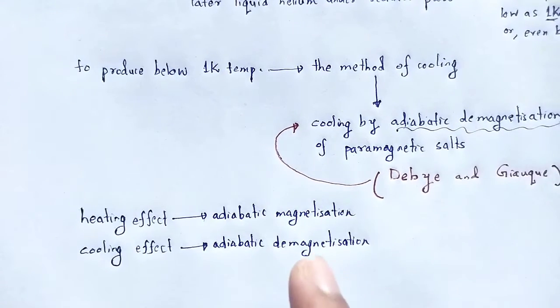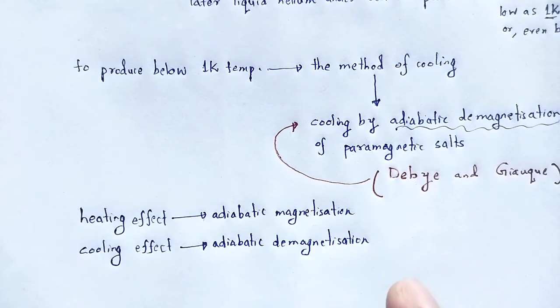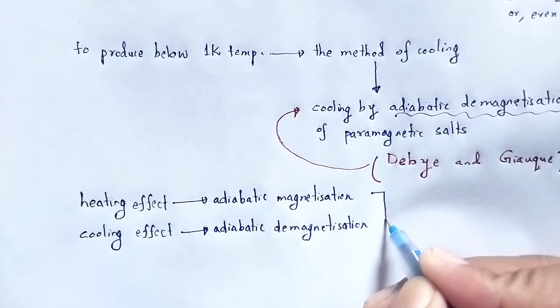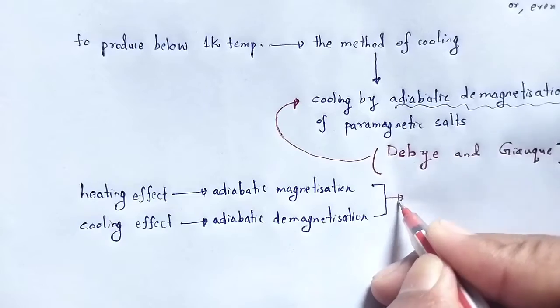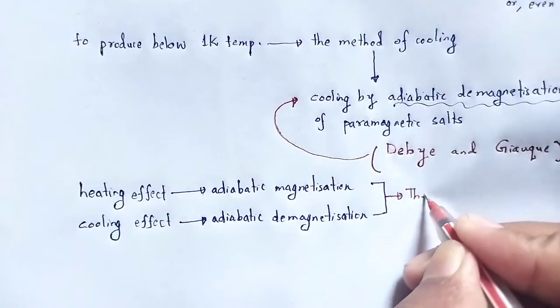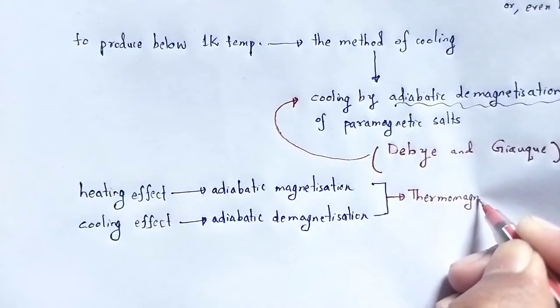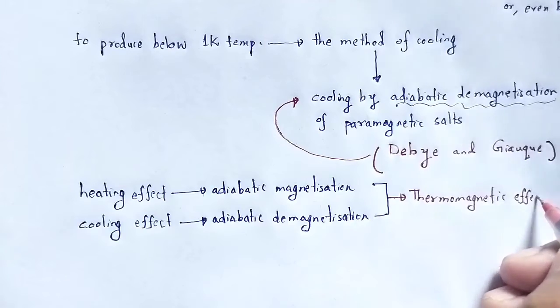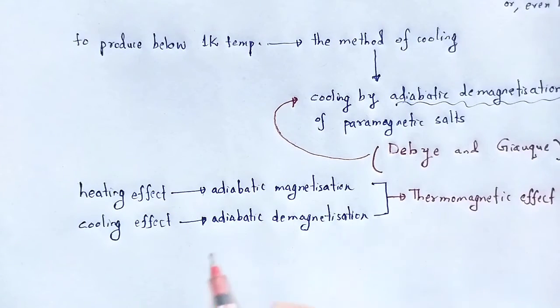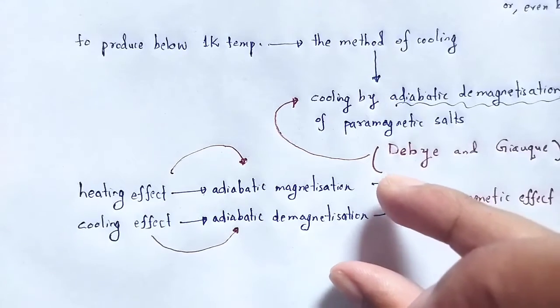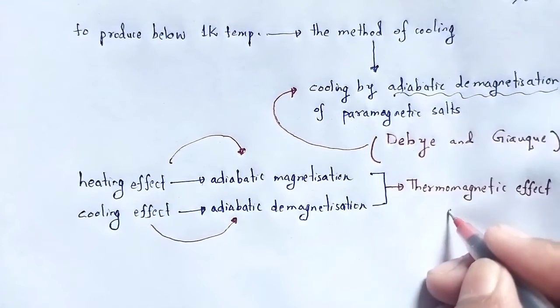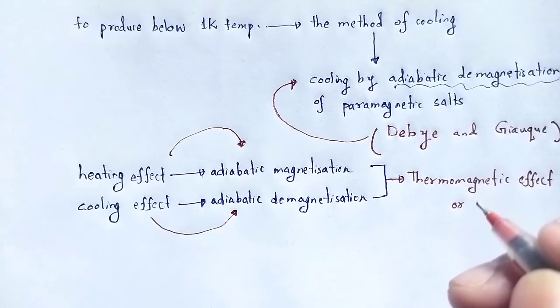The heating due to adiabatic magnetization and the cooling due to adiabatic demagnetization, combined, are known as the thermomagnetic effect. Heating effect due to adiabatic magnetization, cooling effect due to adiabatic demagnetization. Combined, these two effects are known as the thermomagnetic effect, or we can say the magnetocaloric effect.